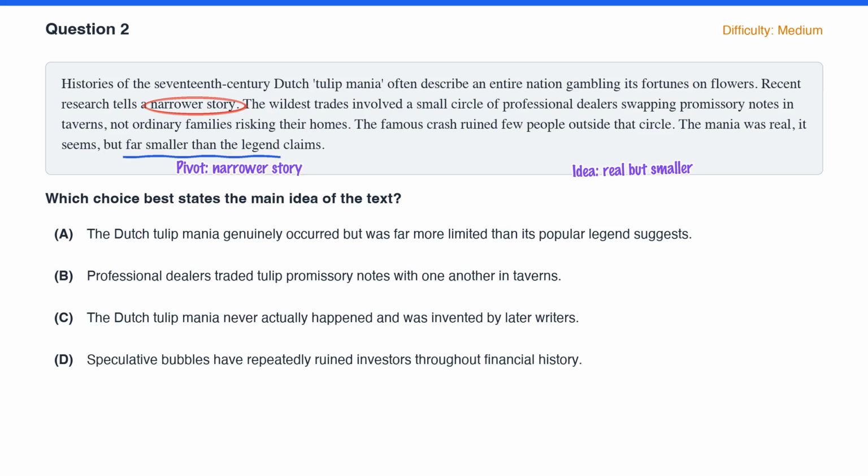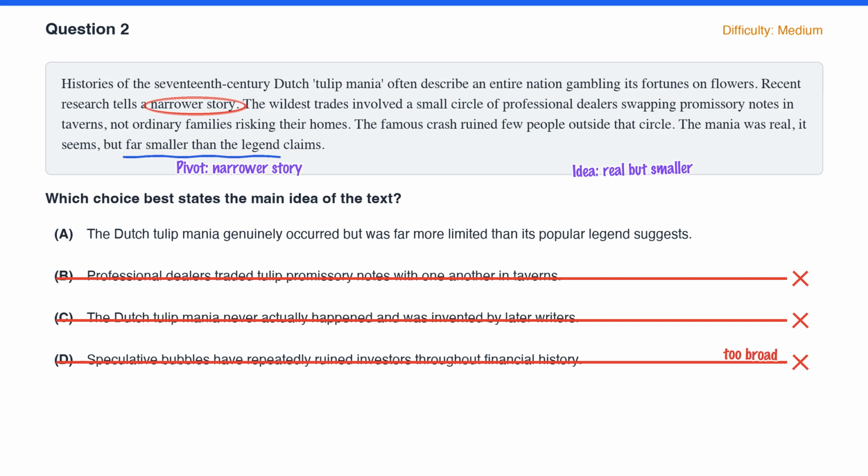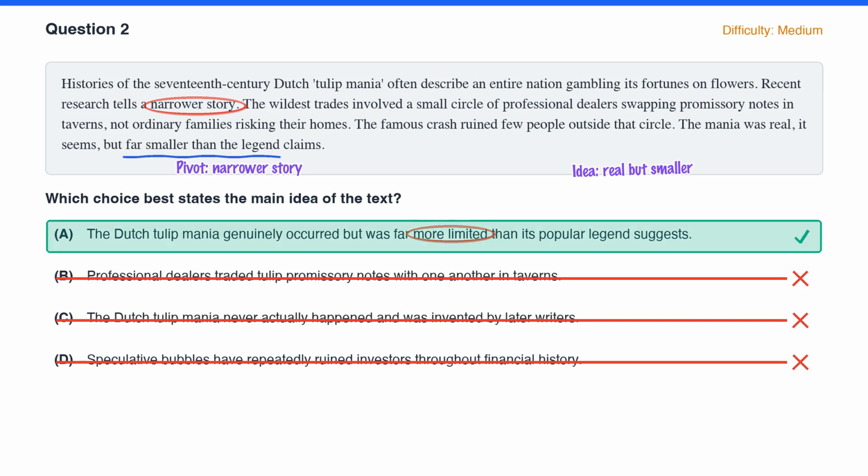To the choices. B says professional dealers traded promissory notes in taverns. True, but that's one detail about who was trading, not the overall point. Toss it. C says the mania never actually happened. The passage says plainly that it was real, so that flatly contradicts the text. Off it goes. D says speculative bubbles have ruined investors all through history. The passage never widens out that far. It stays on this one episode. That one is out. A says the craze was real but far more limited than its legend suggests. Both halves exactly. A stays.